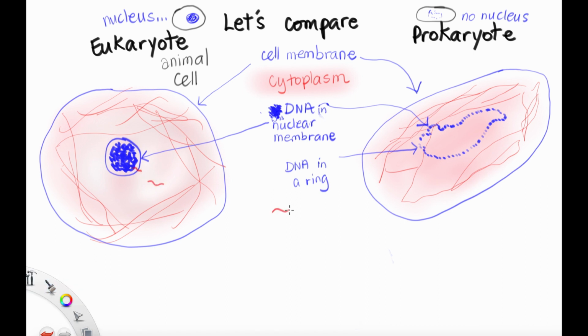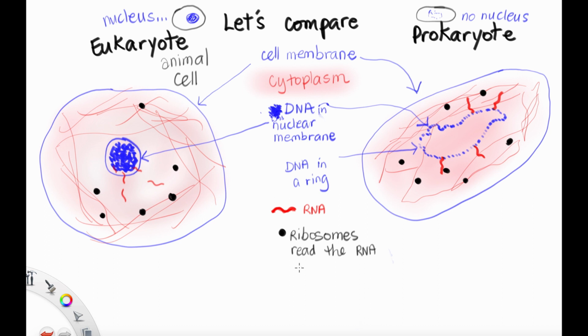There's also RNA. Now, one way to describe RNA is like a recipe that comes from the DNA. So the DNA has the recipe for all the protein, and the RNA are the instructions that the DNA sends out to the ribosomes. The ribosomes read the RNA in order to make a correct protein.